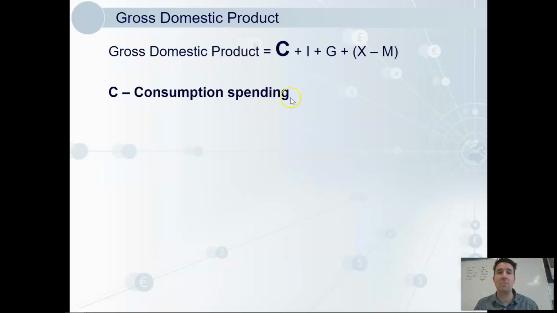So this equation right here is absolutely crucial. The sooner you commit it to memory, the better you'll be able to understand the course. Gross domestic product equals C plus I plus G plus X minus M.